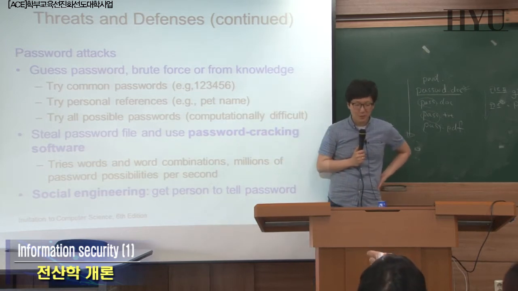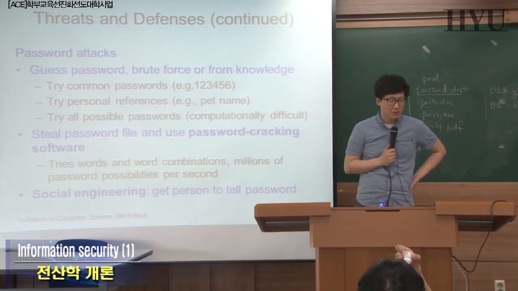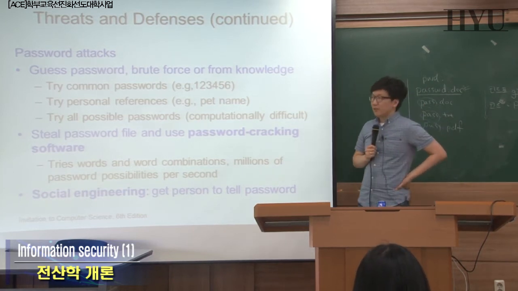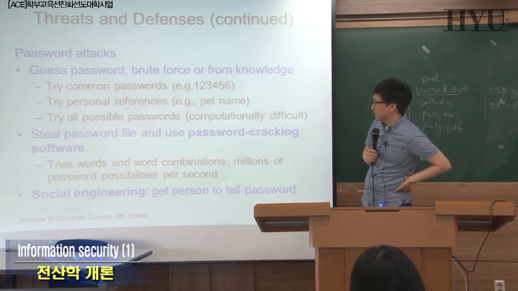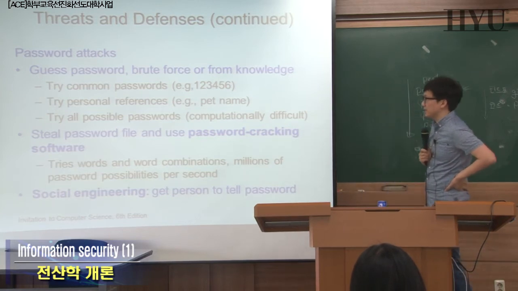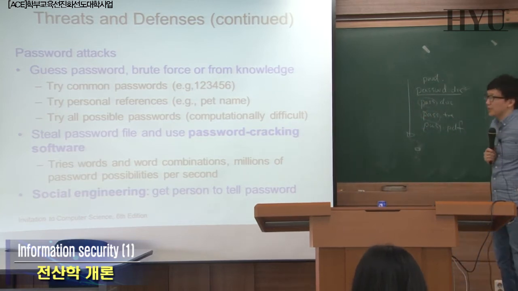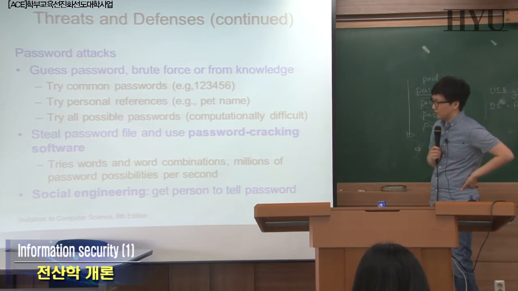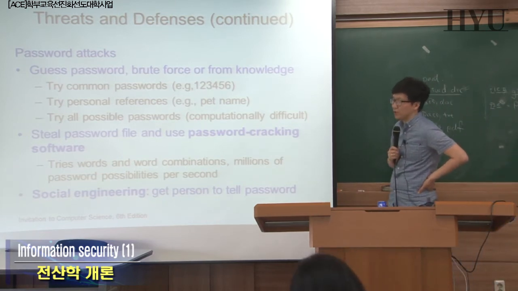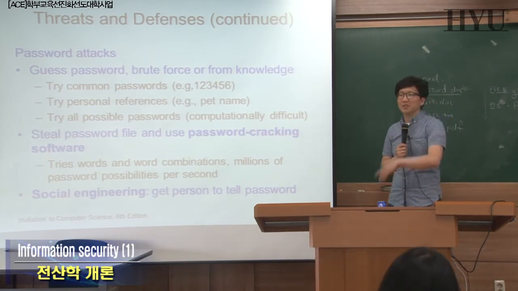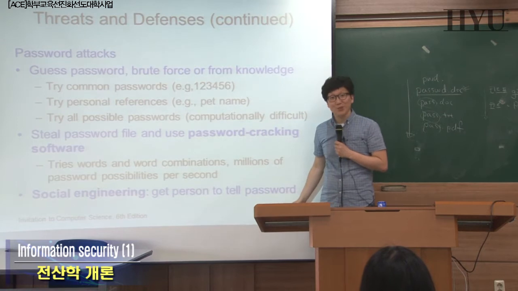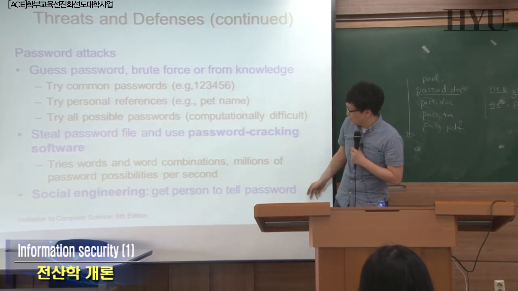Try all possible passwords. Computation is difficult. Password cracking software is a common way to do it. So they try every single combination, millions of password possibilities per second. And social engineering has been there all the time, but they try to use a new term like social engineering. You surf around someone else's Facebook, Twitter, and try to guess the password. This is a common way to do that nowadays. 그렇죠?